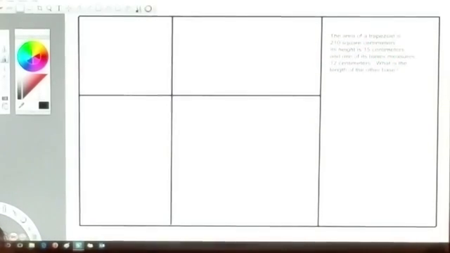Hi guys, this is problem number 2 on page 225. And I went ahead and typed it in there just so you wouldn't have to turn to that page if you don't want to. It says the area of a trapezoid is 210 square meters. So let me stop and draw a trapezoid.